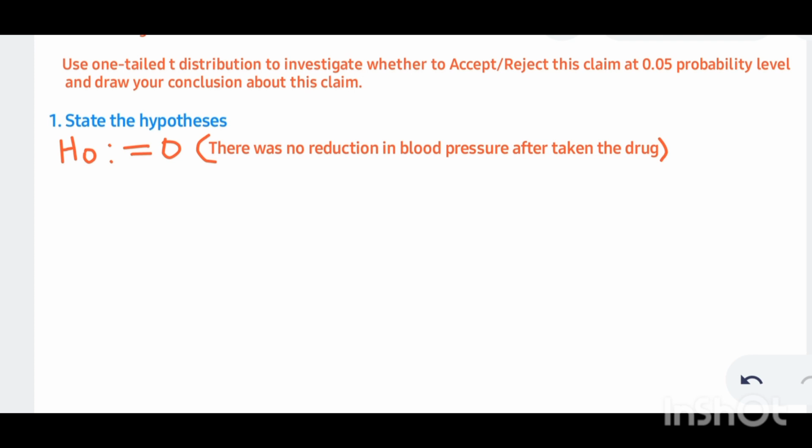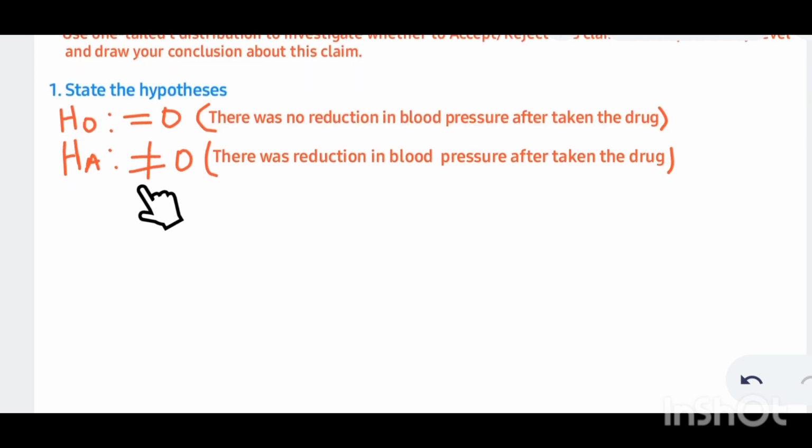The next hypothesis we're expected to state is the one referred to as the alternative. The alternative hypothesis, designated with HA, is the opposite of the null: not equal to 0. So what the alternative is saying is that there was a reduction in blood pressure after taking the drug. You can see that the two hypotheses are different from each other; one is the opposite of the other.